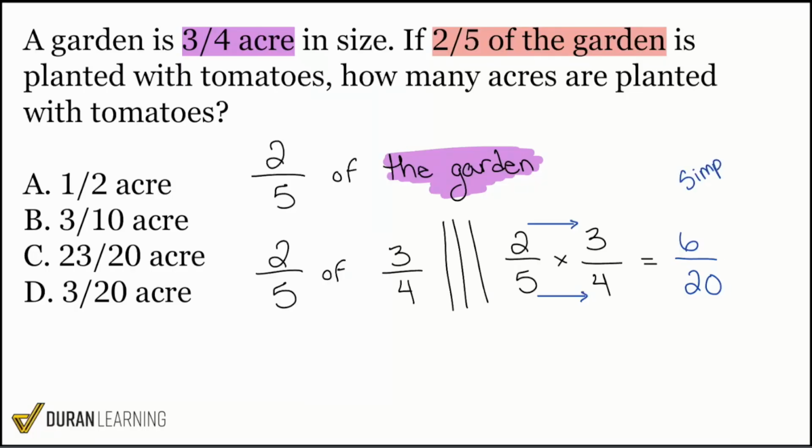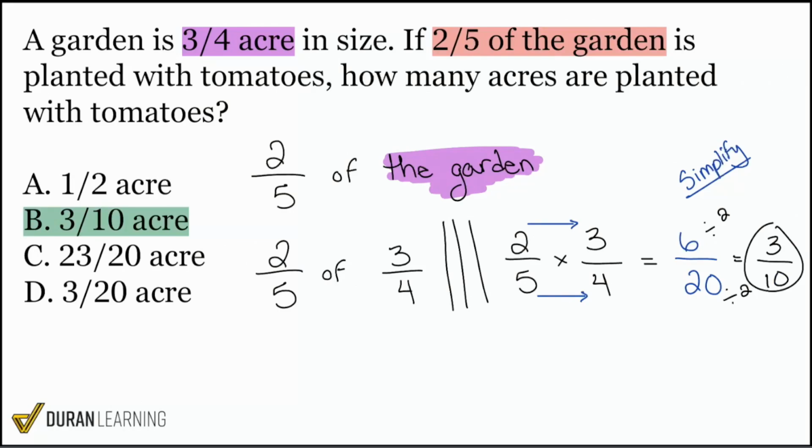And then the last thing we can do here is simplify. We can simplify nice and easy because we can divide 2 out of both of these values. 6 divided by 2 is 3. 20 divided by 2 is 10. And there we are. The correct answer is answer choice B.